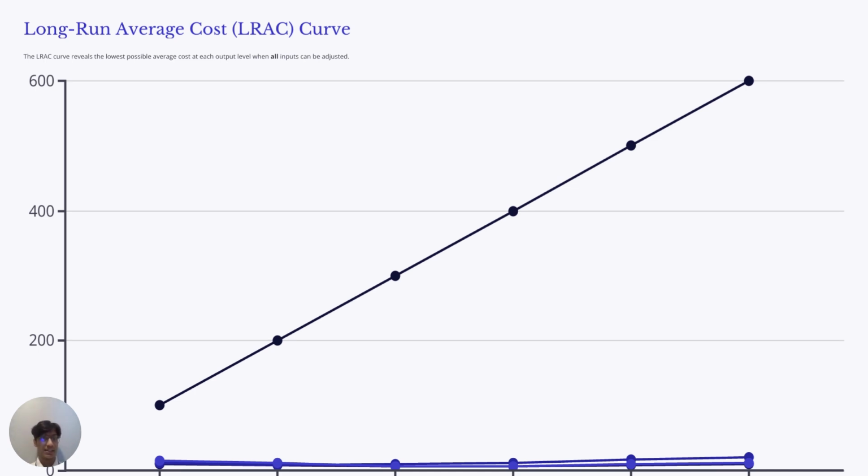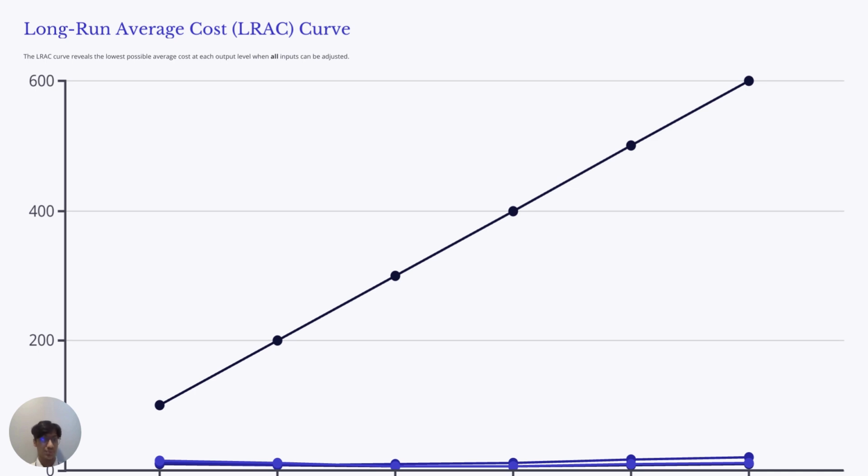Here we see the long run average cost curve, which shows the lowest average cost at every output level when a firm can fully adjust all inputs. This curve forms an envelope that touches the minimum point of various short run average cost curves.